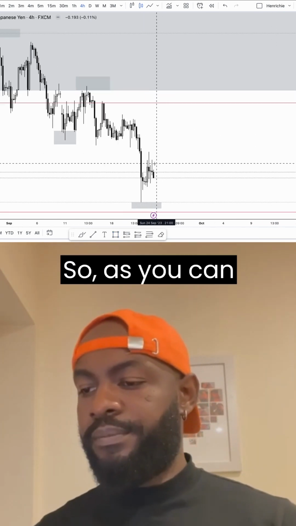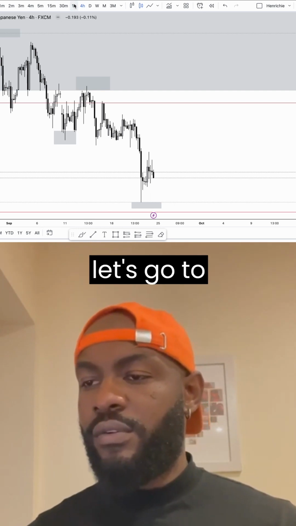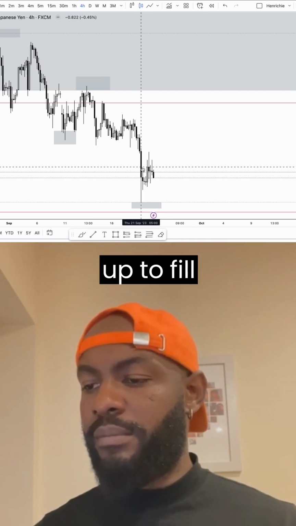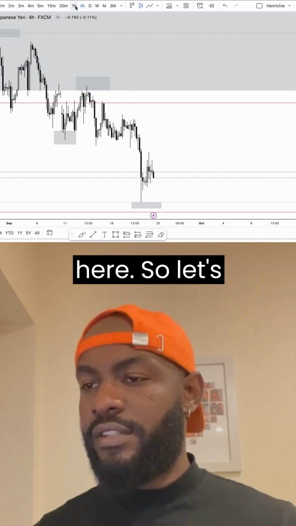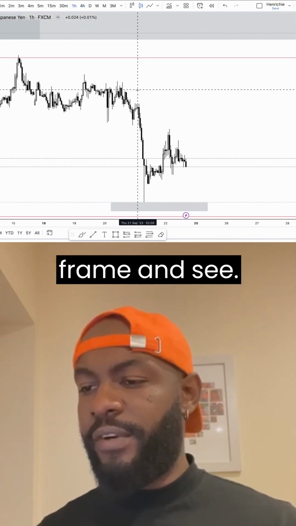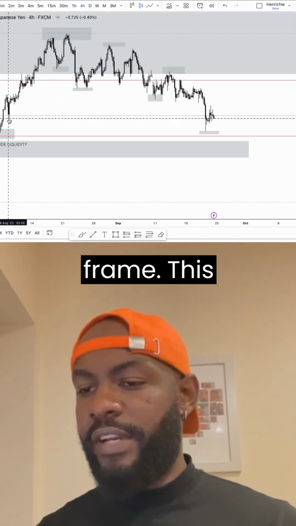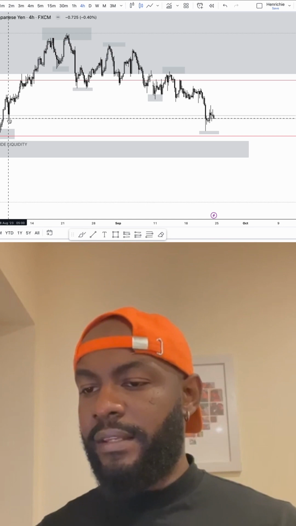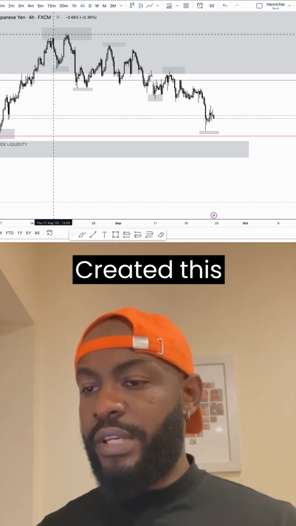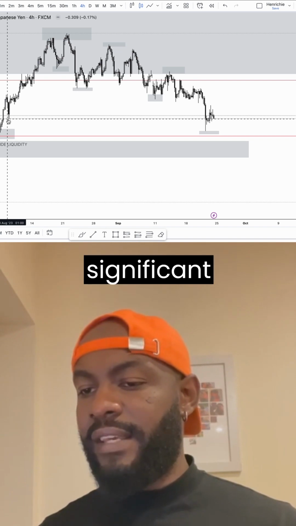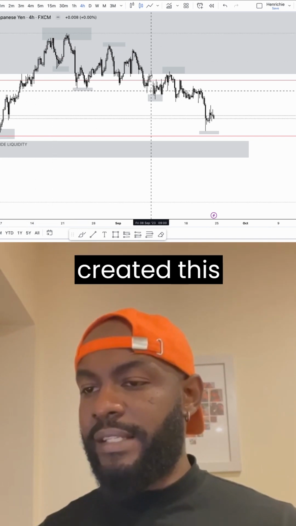So you can see so far, let's go to the 1-hour time frame. You can see so far right here how we came back up to fill this fair value gap right here. So let's go to the 1-hour time frame and see. So on the 4-hour time frame, this low right here created this high. So this is a significant low that created this high.